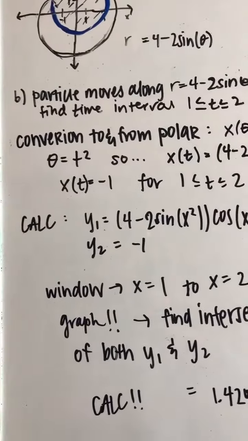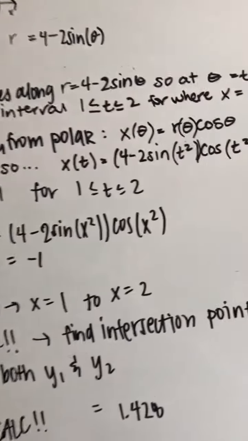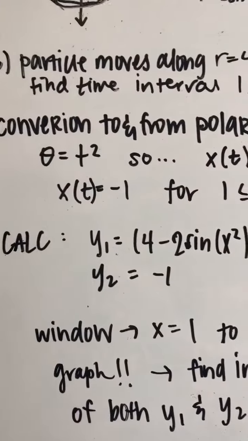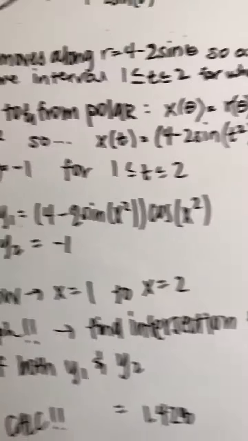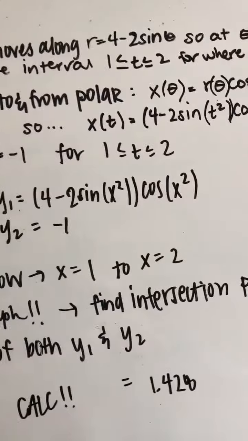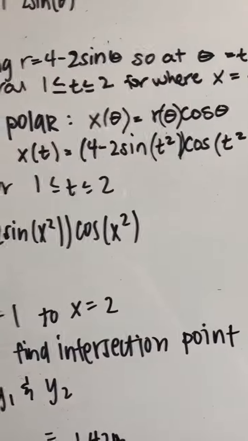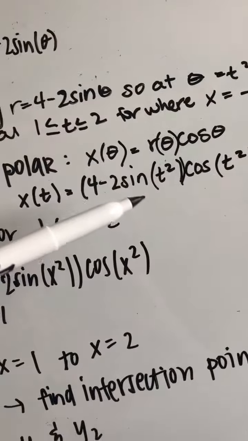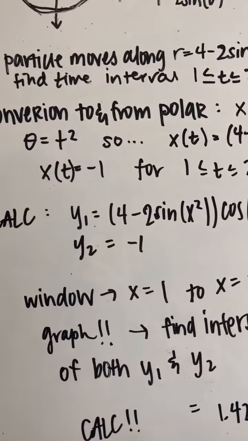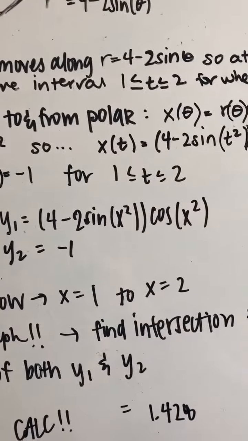Something to know beforehand is that the conversion equation from polar is x of theta equals r of theta times cosine theta. You're given theta equals t squared, so you're going to use that and this conversion to find your final answer. So x of t equals (4 minus 2 sine of t squared) times cosine of t squared. And you're given that x of t is equal to -1 for 1 less than or equal to t less than or equal to 2.